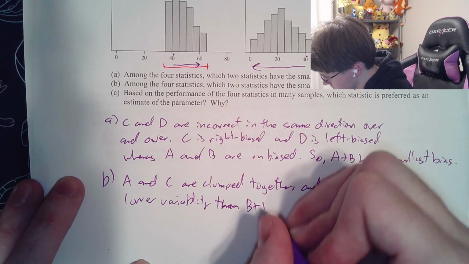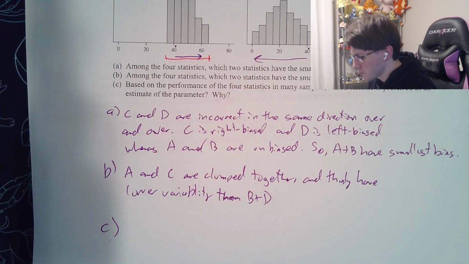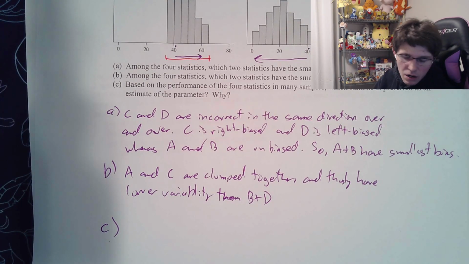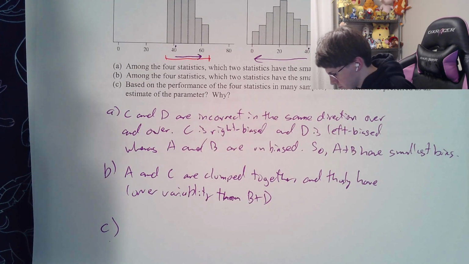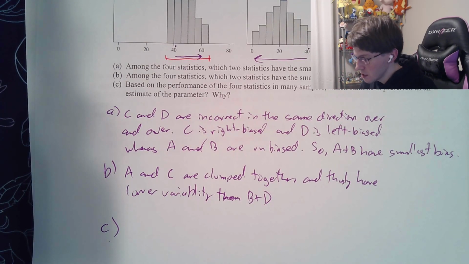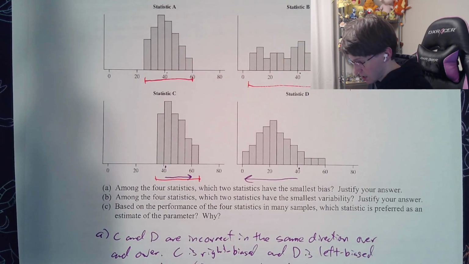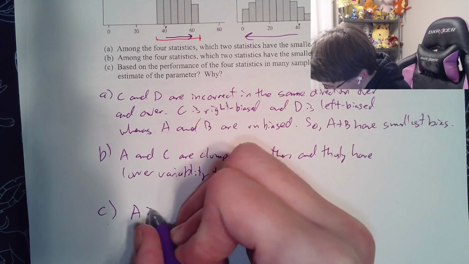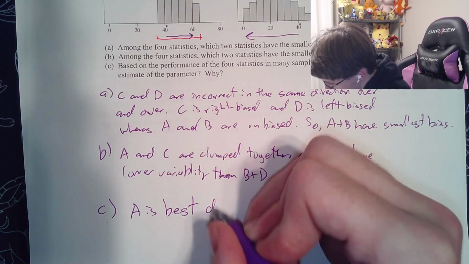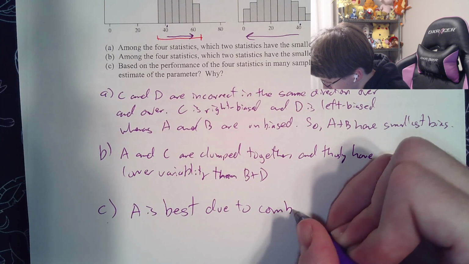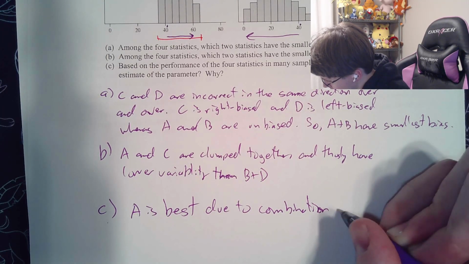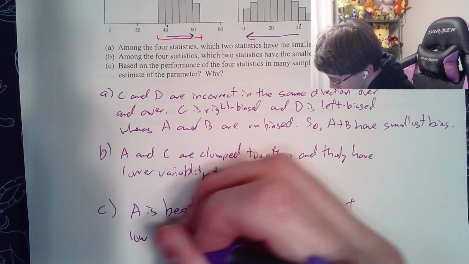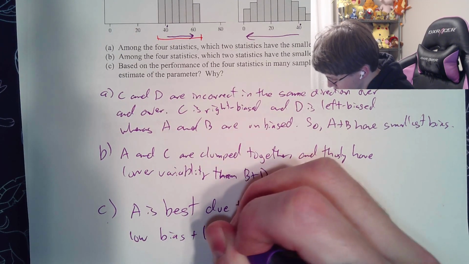B and D. And from this information, the idea is A and C are the low variability ones, whereas A and B are the unbiased ones, and therefore A is the better choice. A is best due to a combination of low bias and low variability.